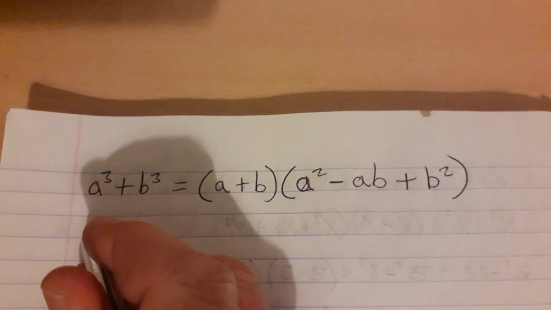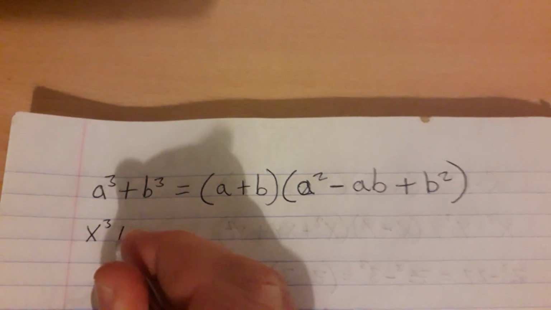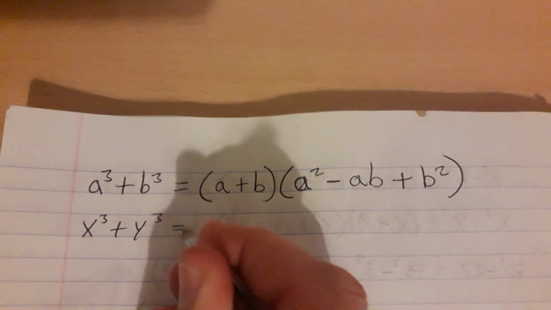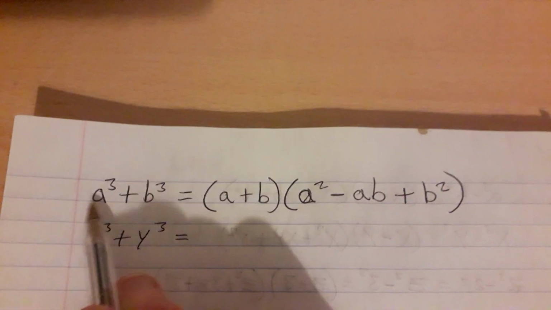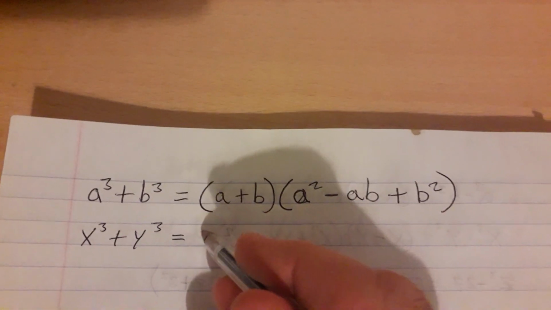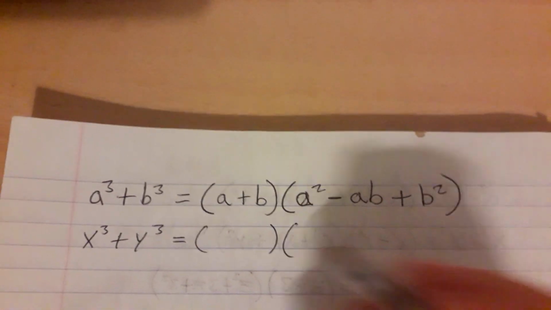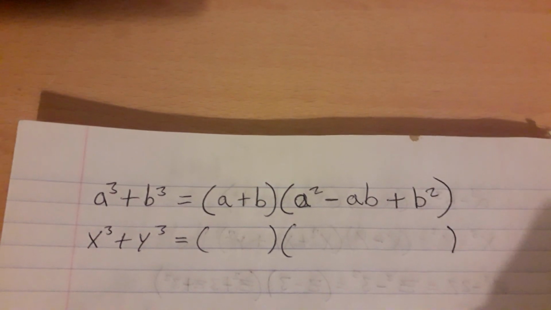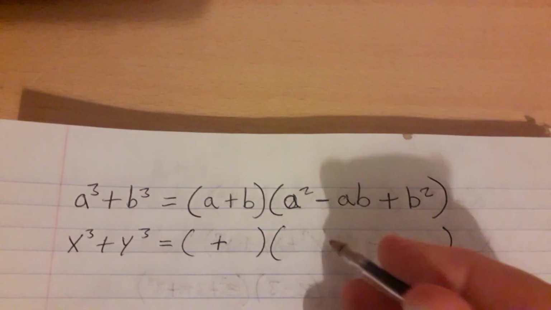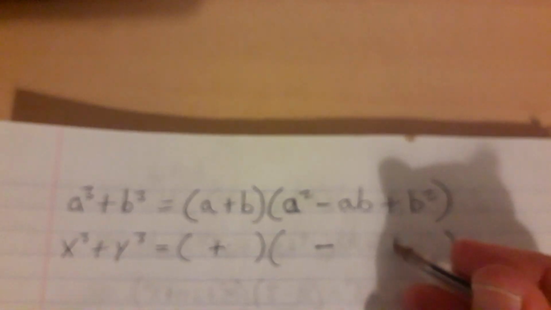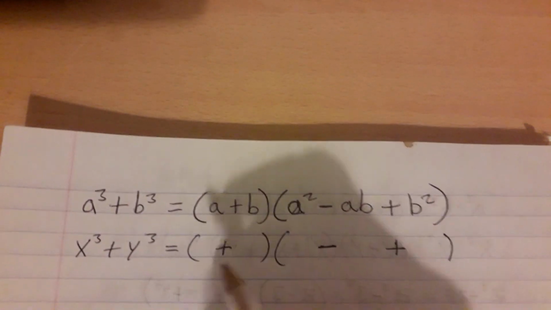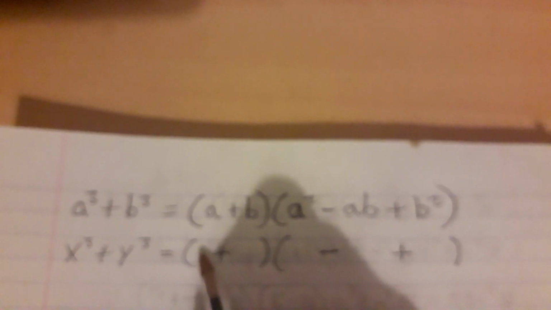So, for instance, if we had something like this, x cubed plus y cubed equal to, well, we know from this template up here that it's going to have two factors. So we could put in our brackets first. We know that there's going to be a plus in the first one, which has two terms in it. We know that in the second one, which has three terms in it, it's going to have a minus and a plus.